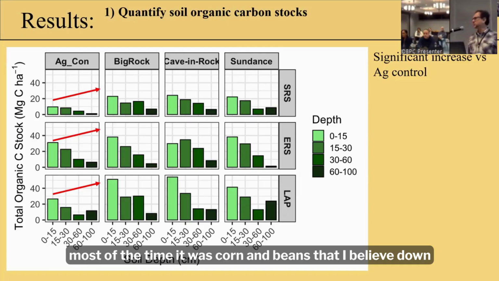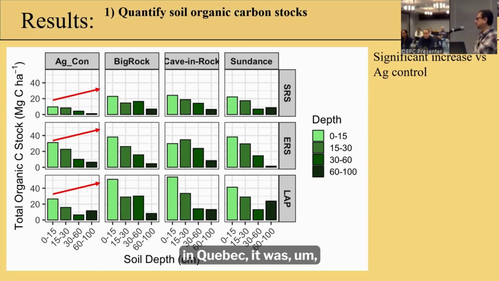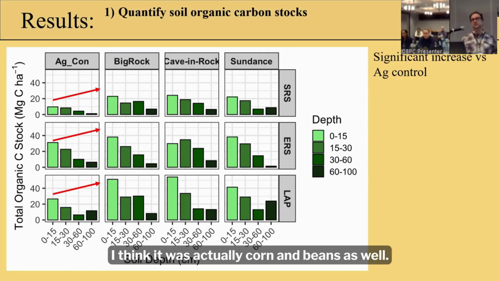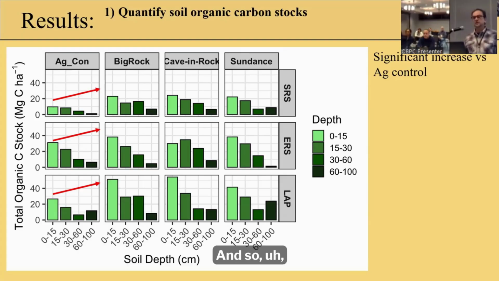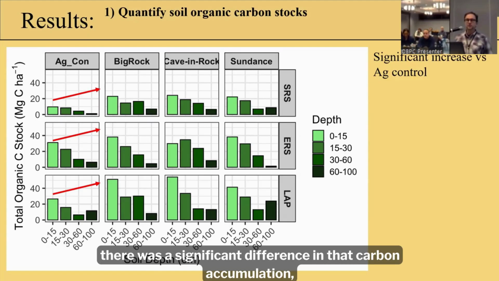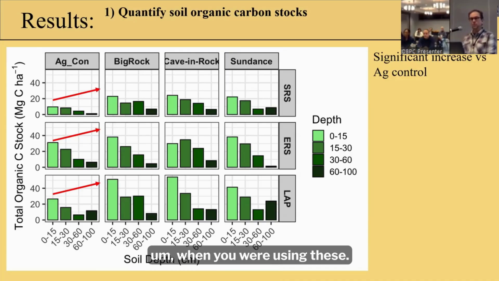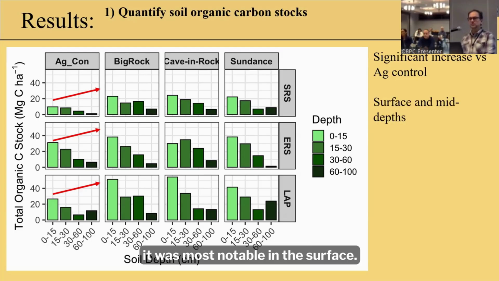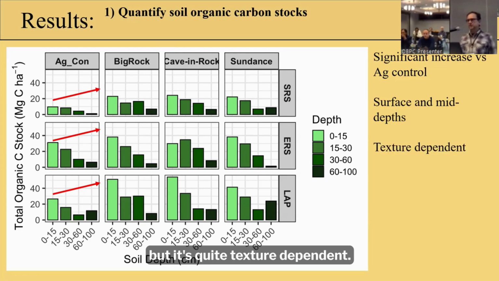Most of the time it was corn and beans, and I believe down in Quebec it was actually corn and beans as well. And so this to me is the really interesting thing that we found. There was a significant difference in that carbon accumulation when you were using these switchgrass varieties on these soils. It was most notable in the surface and I would say the middle depths, but it's quite texture dependent.